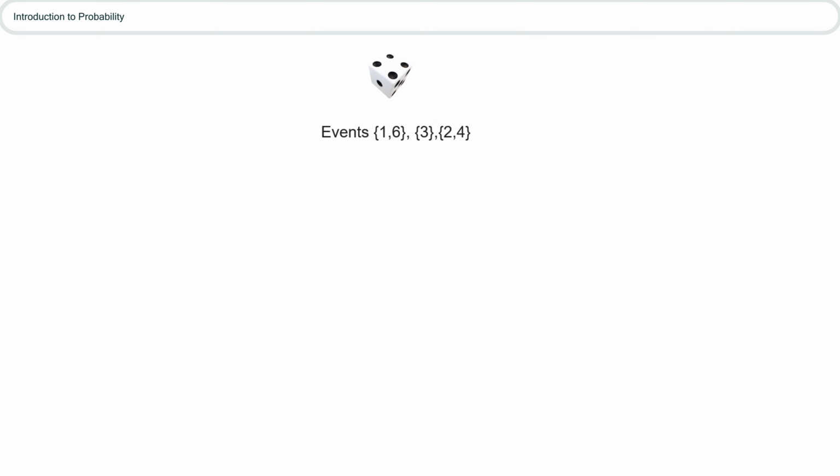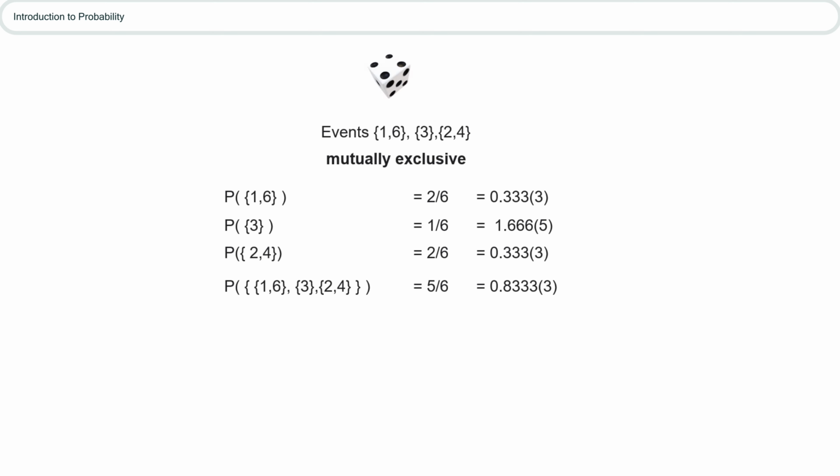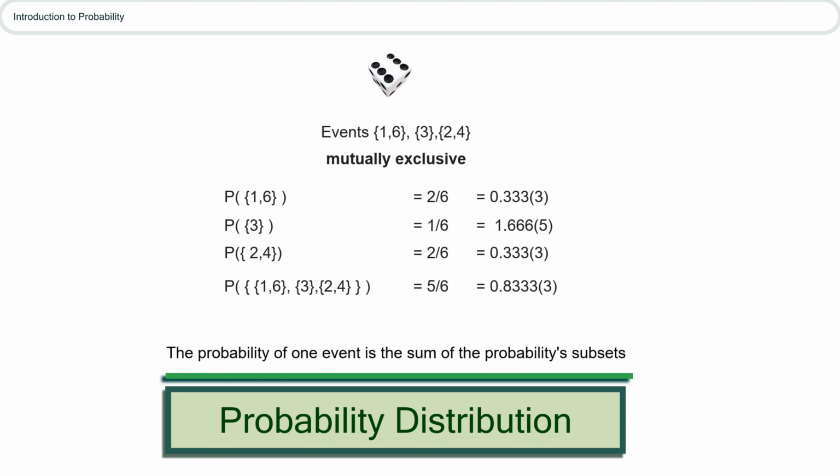In another example, we consider 3 mutually exclusive events from the dice rolling experiment. The probability of the first event is 2/6. The probability of the second is 1/6. And the probability of the third is 2/6. Then, the probability of the union of the 3 sub-events is 5/6. As a general rule, we can say that the probability of one event is the sum of the probabilities of the subsets. And in these conditions, we can say that we have a probability distribution.